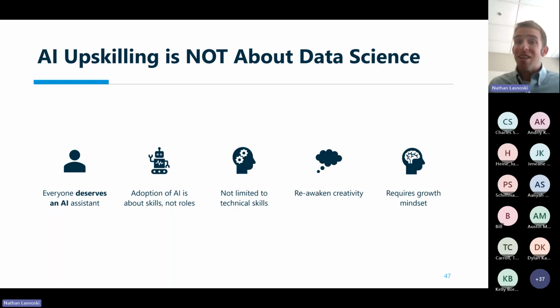AI upskilling is not about data science. AI upskilling is about everyone using an AI assistant, being a practitioner in the AI space, not just a builder. Adoption of skills, not roles. So taking people that are in certain functions and adopting skills to those functions, not building a new role that they're then doing. It's not limited to technical skills.